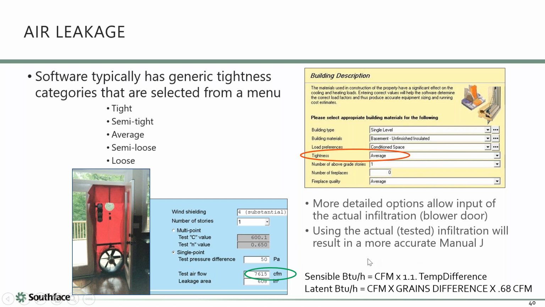I just thought I'd mention too that infiltration can be a big factor. So the sensible gain is, of course, the temperature difference times 1.08, 1.1. That should be a times instead of a decimal point right there. So it's CFM times 1.1 times temperature difference. That one's pretty easy. The latent gain has to do with, if you remember psychrometrics, how much differential in the grains between the indoor conditions and the outdoor conditions. And then that 0.68 and the 1.1 are just multipliers.